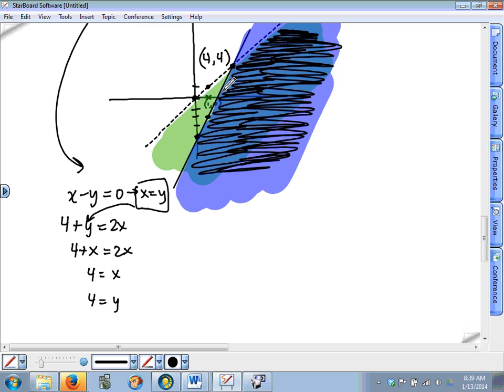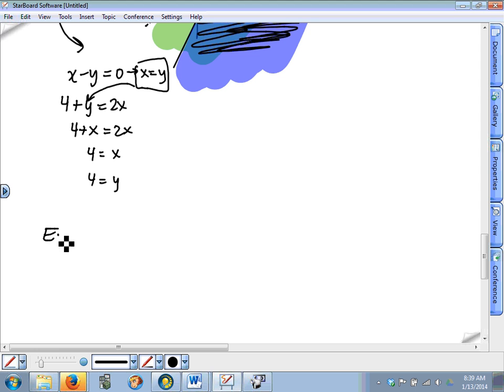That's an example of two linear graphs, which you should have done a lot in Algebra 2 last year. Let's try another one, a little more complicated. Example 3. y is greater than or equal to x squared. x plus y is greater than or equal to 6.